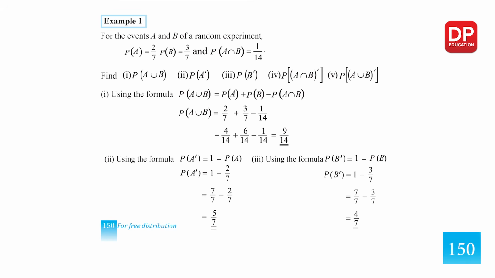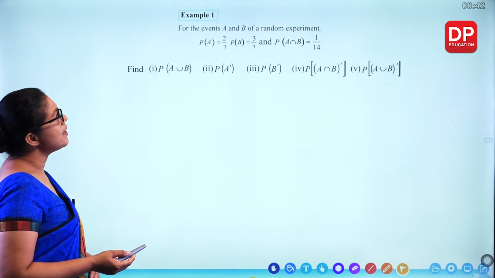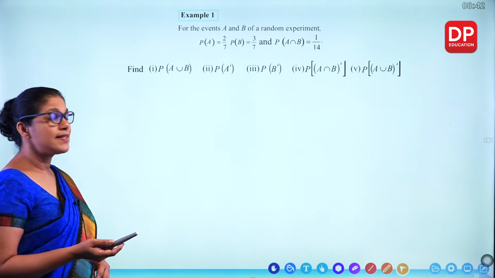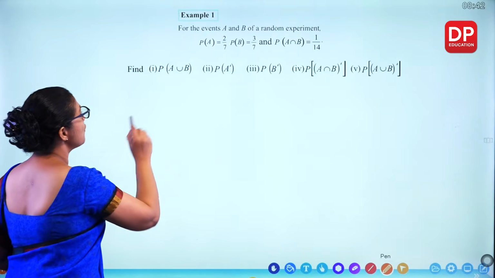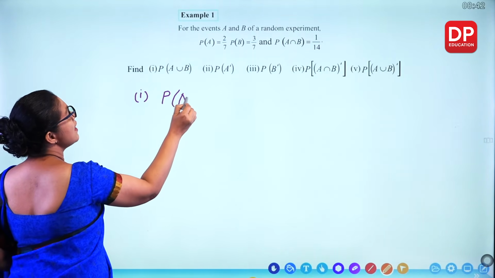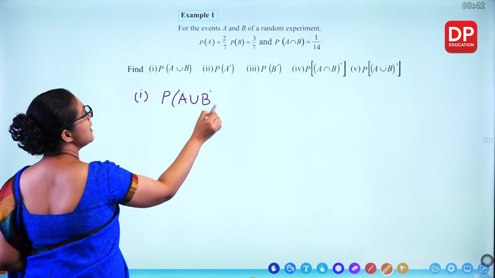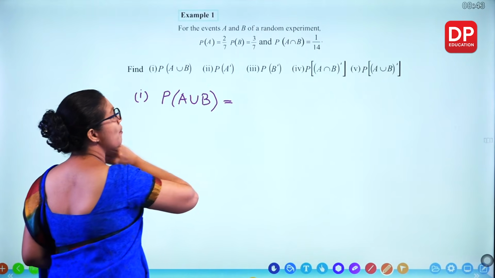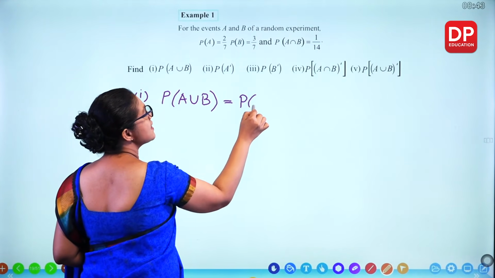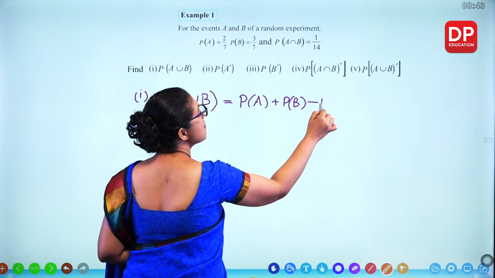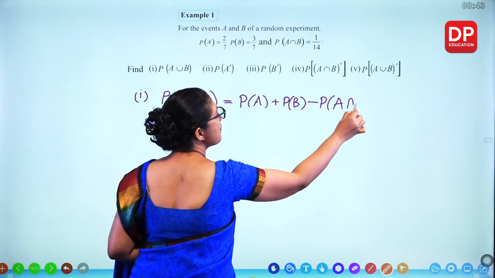Example number 1. For the events A and B of a random experiment, P(A), P(B), and P(A intersection B) are given. You are asked to find, first part, A union B. So what is A union B? From the previous formula, we know that's P(A) plus P(B) minus P(A intersection B).